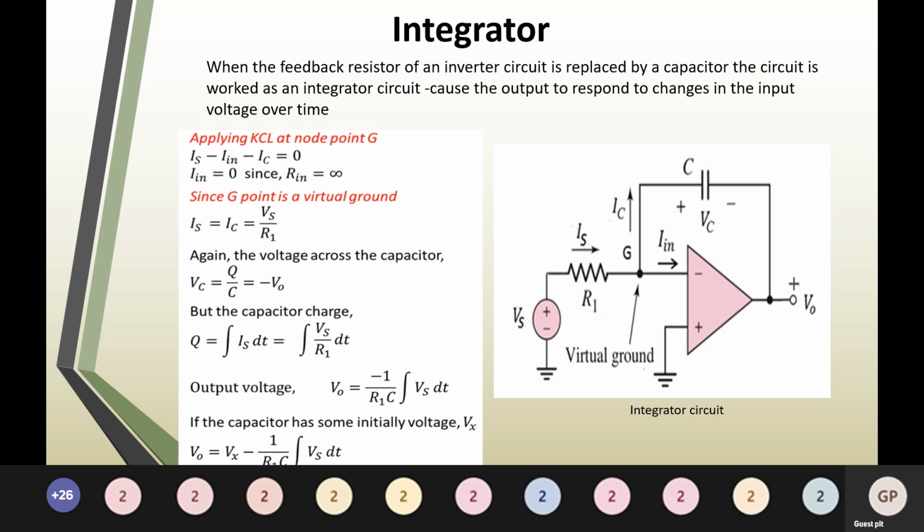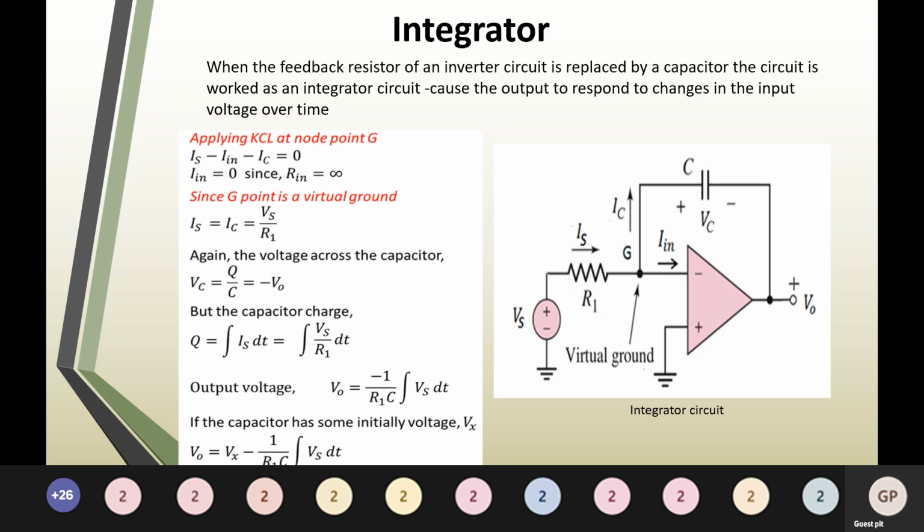Now write the expression for V naught. Substituting here, what is V naught? Since V naught is equal to Q by C, what is Q? Q is integral of Is into dt, which is integral of Vs by R1 into dt. So substituting all these things, finally I'll get the expression as V naught is equal to minus R1C integral Vs dt. So this is the final expression for the output of this integrator circuit.